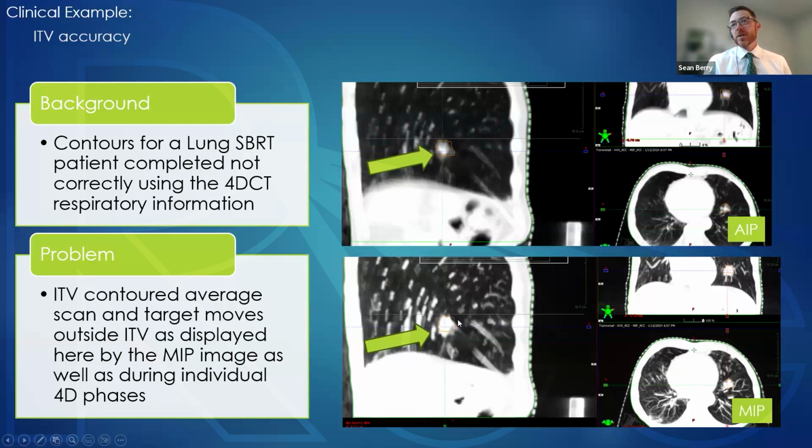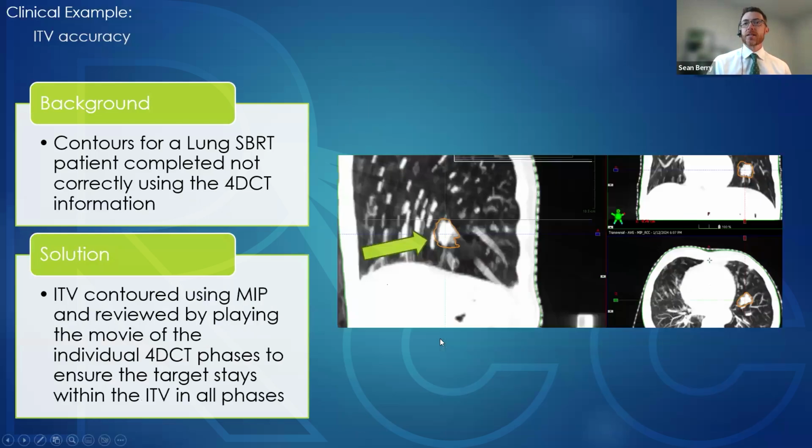So here's an example, of course, that no one's asking the physicist to contour the lung target, but it's very apparent that it's incorrect. So here it had to be recontoured based on the entirety of the breathing cycle. And I know some institutions do use the MIP, and other institutions, like my own, we usually use the individual phases of the 4D CT scan. I think either one is fine. You just want to make sure the ITV captures the motion of the target.